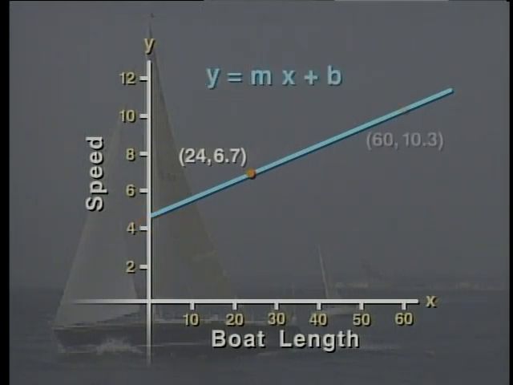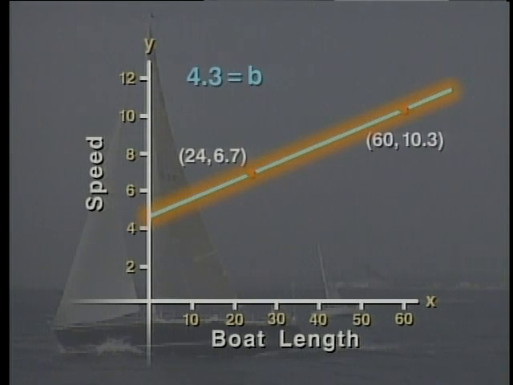What would happen if we used the other point? Let's try it out. The slope 0.1 is the same. So the equation is 10.3 equals 0.1 times 60 plus b, or 10.3 equals 6 plus b, which means b equals 4.3 again. You can see that it doesn't matter which point we use to calculate b.